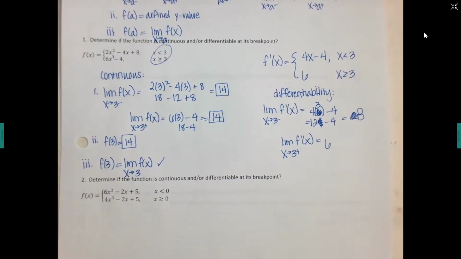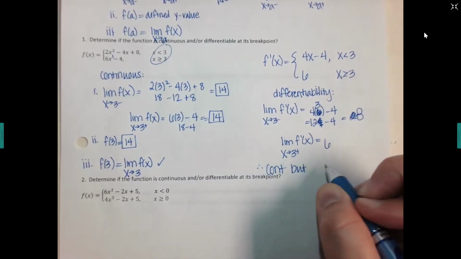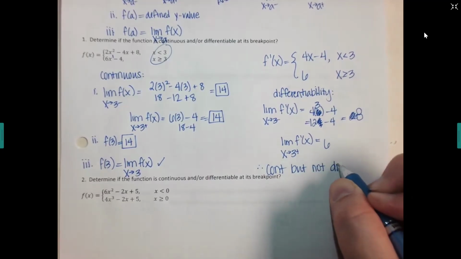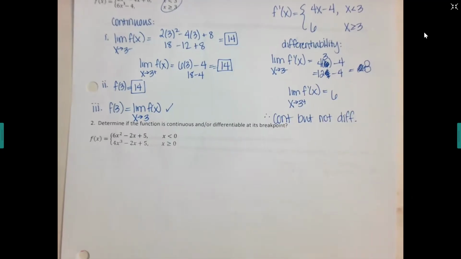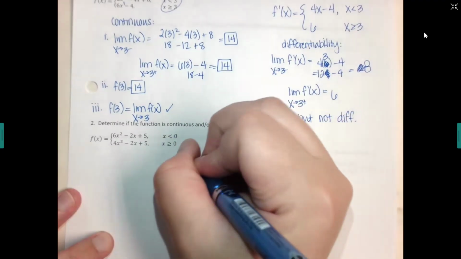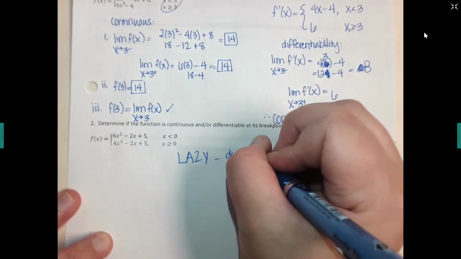It is continuous, but it's not differentiable. So let's put CONT, but not DIFF. Okay, that would be your conclusion. It is continuous because the first 3 conditions were met, but it is not differentiable because my slopes didn't match. Okay? Try the next one, but maybe let's be a little bit lazy. So I'm going to put lazy, do not copy. What I mean by that is if it's a quiz, don't follow this format.